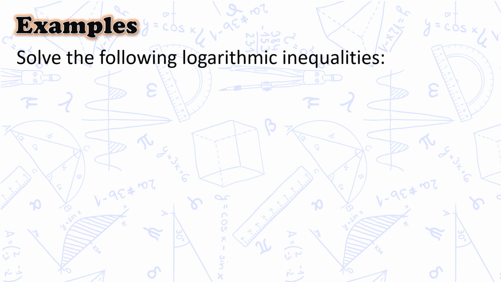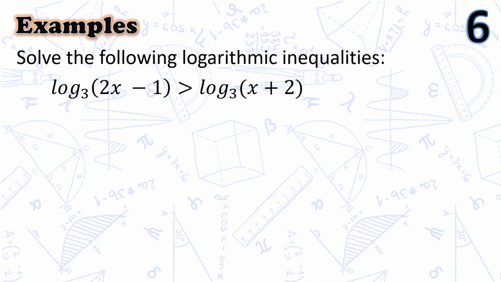Solve the following logarithmic inequalities. The logarithm of 2x minus 1 to the base 3 is greater than the logarithm of x plus 2 to the base 3.